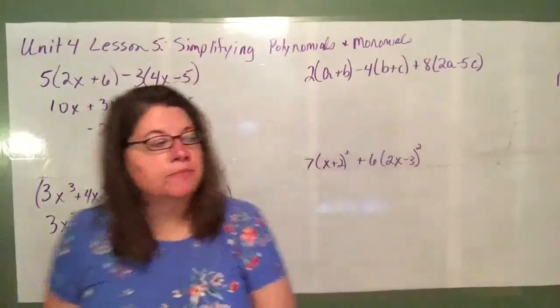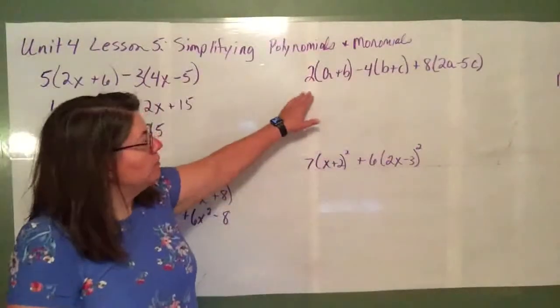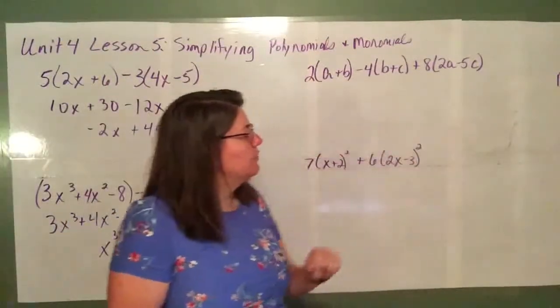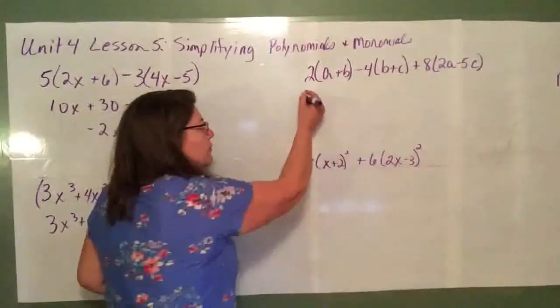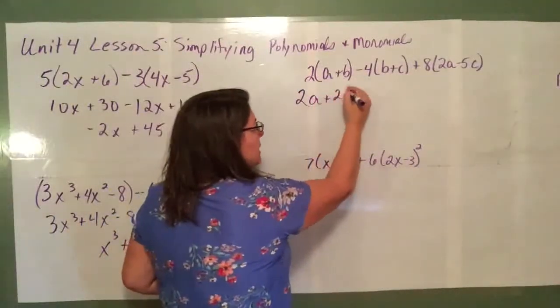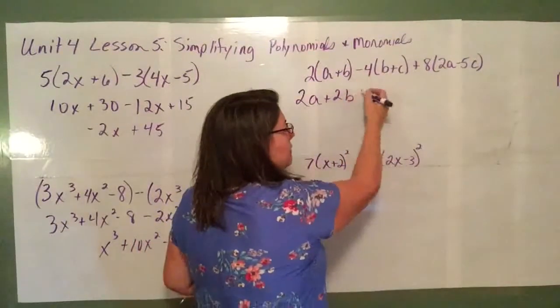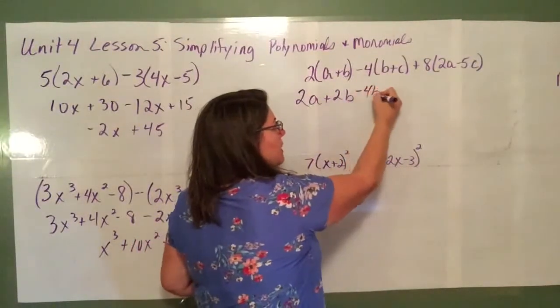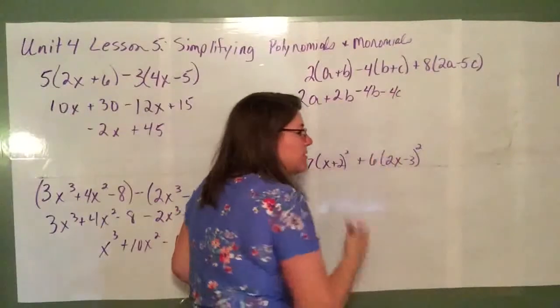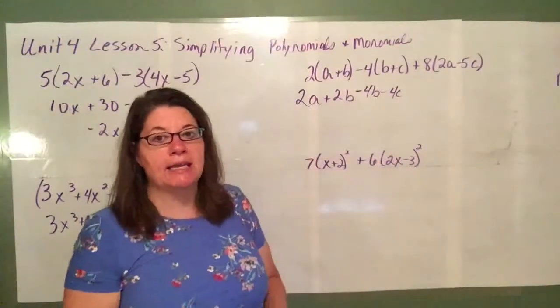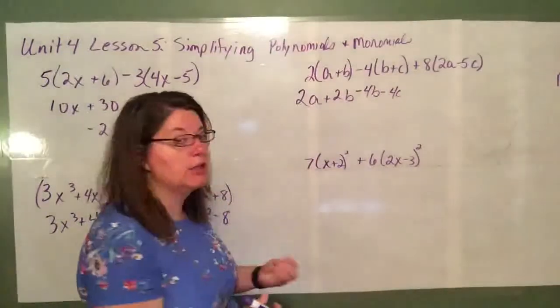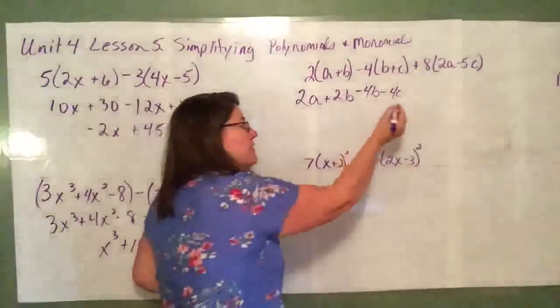For this next one, we've got several different distributive properties that we have to take care of, so you would do that first. In the first term, I would have 2a plus 2b. I have to distribute a negative 4, so that's minus 4b minus 4c. A common mistake with these is I often have students forget to distribute that negative. So you have to be really careful. You have to be looking for that. Make sure you pay attention to the signs.